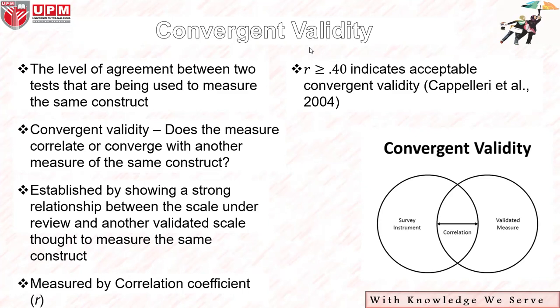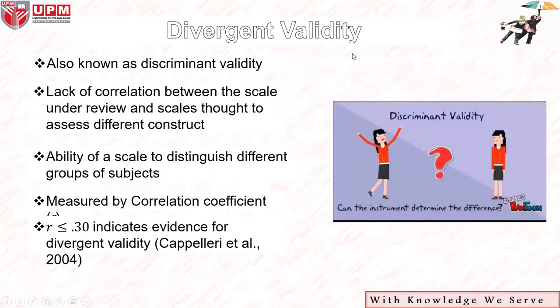We establish it by showing a strong relationship between the scale under review and another validated scale thought to measure the same construct. We measure by correlation coefficient, and a correlation coefficient value larger than or equal to 0.4 indicates acceptable convergent validity. Okay, dia ada dua instrument mengukur benda yang sama. Dan kita distribute the questionnaire. Then kita collect, kita buat correlate. After we correlate, we make sure the correlation coefficient value is at least 0.4 and above, so that we can indicate the proof of convergent validity. Clear? Faham eh?